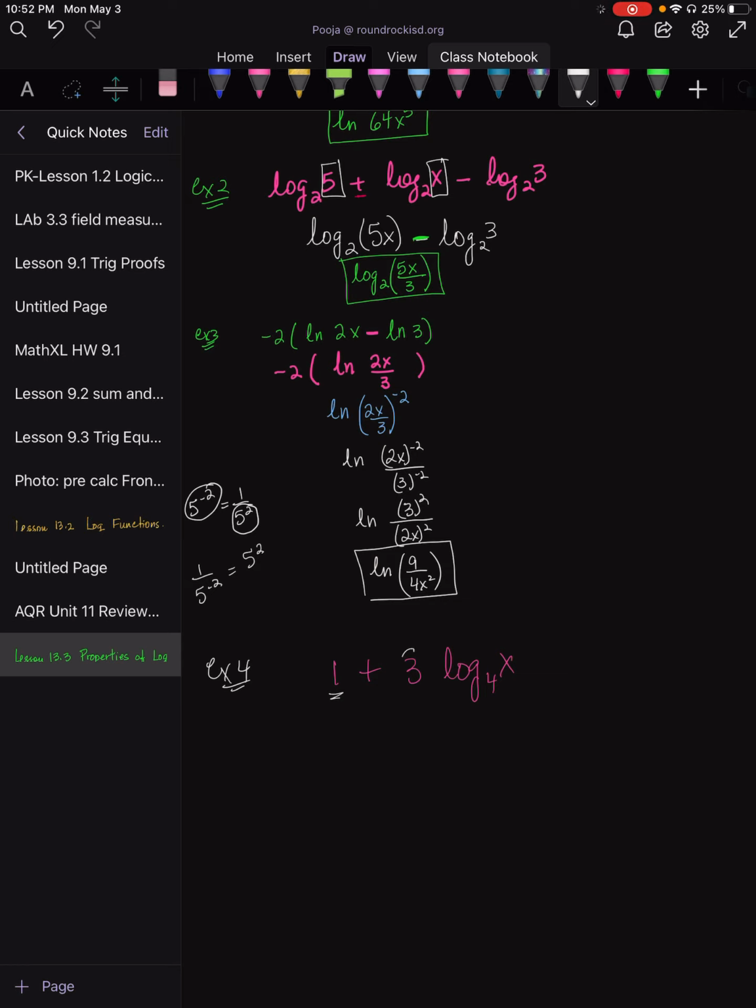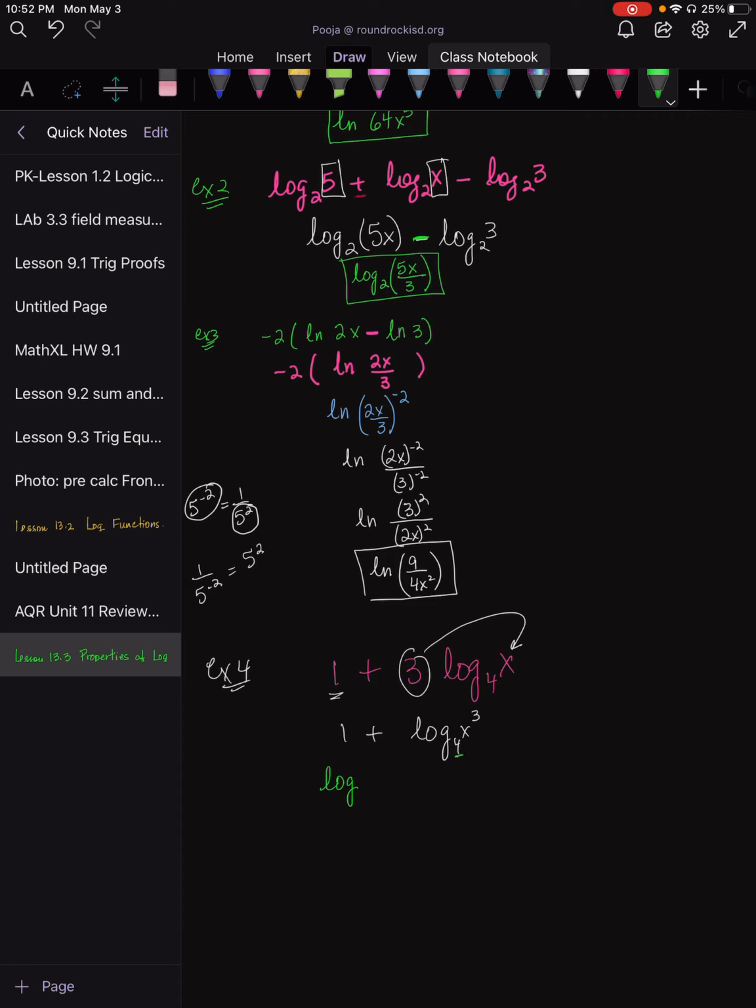I mean, I can take the 3 and put it to the power. Let's do that. 1 plus log x to the 3rd power, base 4. Okay, I got that, but then I'm like, okay, what do I do next? Because there's a 1 there and 1 does not even have log. Now the interesting part is that you can rewrite 1 as a log problem. I can convert this to a log problem.